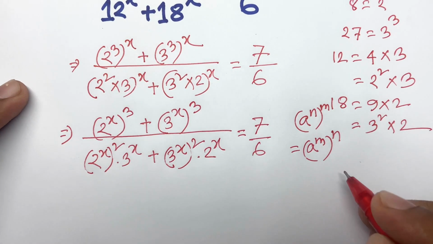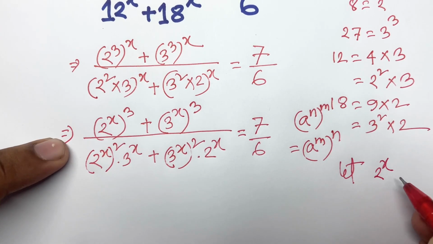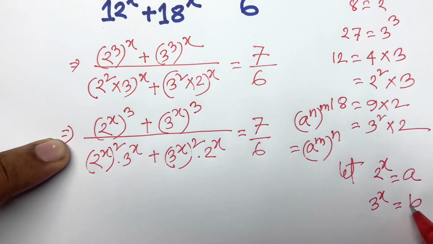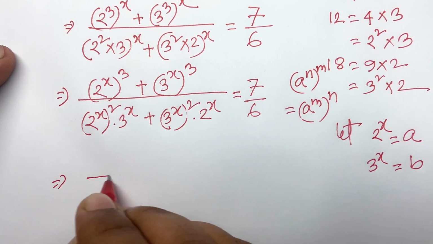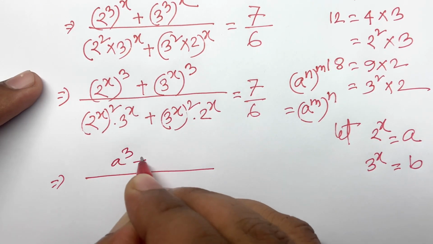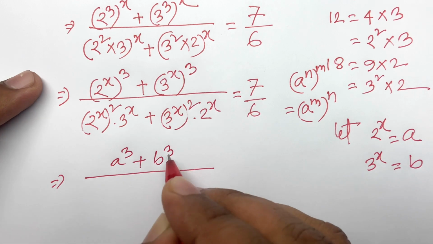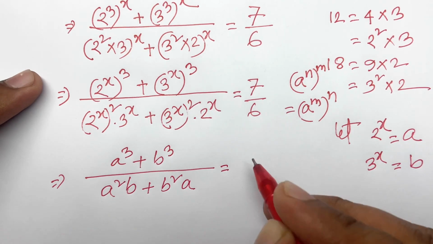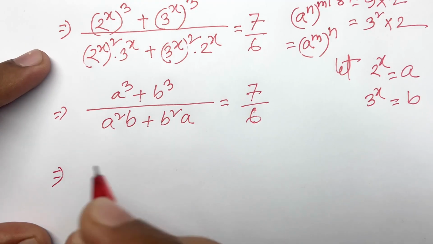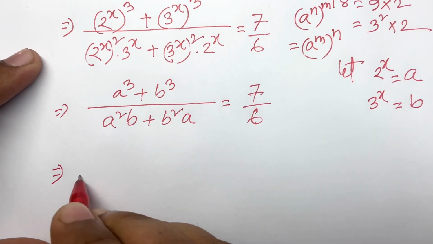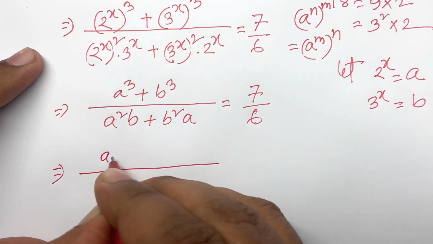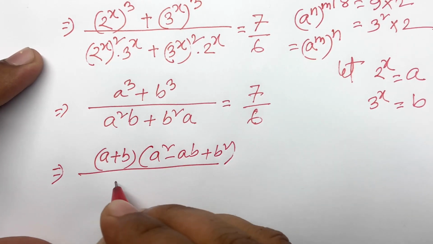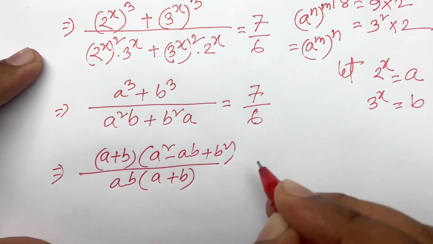Now let 2^x equal a and 3^x equal b. Now I can say, we know that 2^x equals a, so a^3 plus 3^x equals b, so b^3 over a^2 b plus b^2 a equals 7 over 6. Now, according to math rules, we know that a^3 plus b^3 equals (a plus b) times (a^2 minus ab plus b^2) over ab, here ab is common, times (a plus b), equal to 7 over 6.